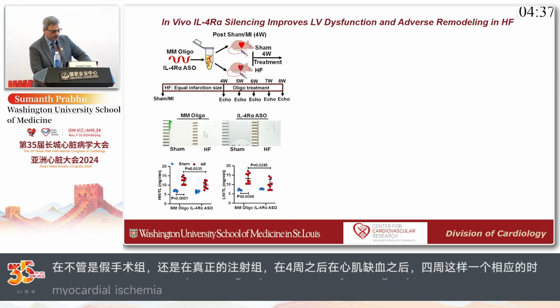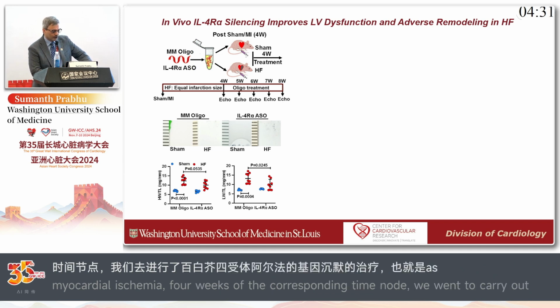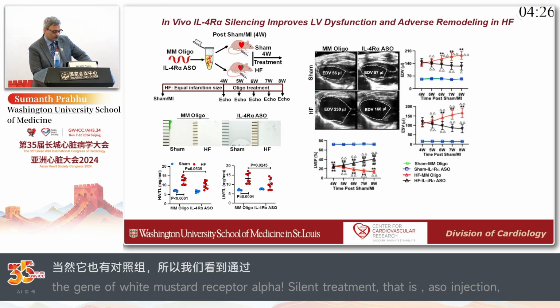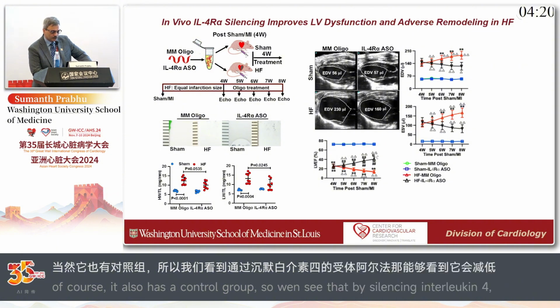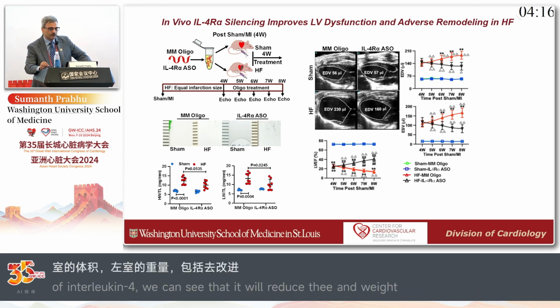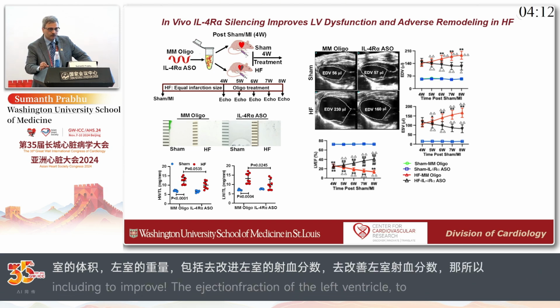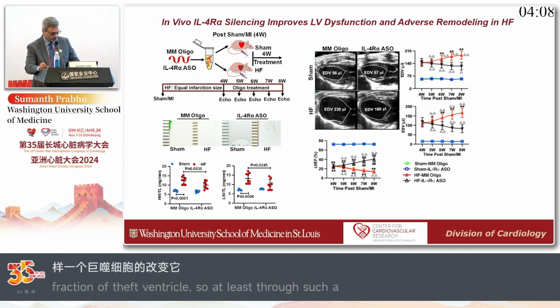And I apologize, the pictures here got lost somehow. But what we saw here is that blocking IL-4 receptor alpha, silencing IL-4 receptor alpha, reduced heart weight, reduced lung weight, and reduced chamber size, and actually improved LV ejection fraction. So what this indicated is that blocking IL-4 receptor alpha signaling, presumably in macrophages, was sufficient to reverse LV remodeling. So this was an immune intervention that reversed cardiac phenotype.